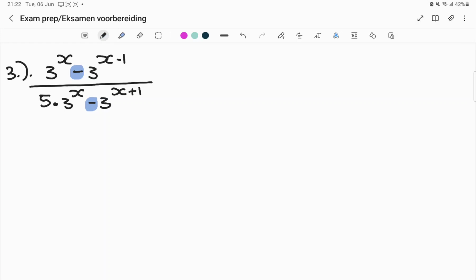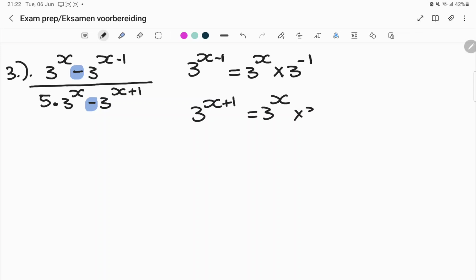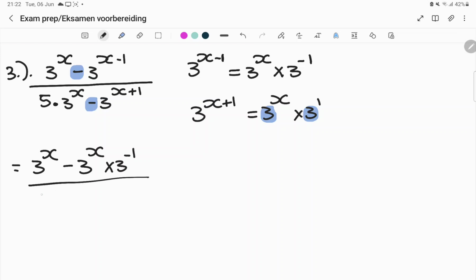So the first thing I want to do is break apart my exponents. So I'm going to change this into 3 to the power of x times 3 to the power of minus 1. And then 3 to the power of x plus 1, which I'm going to break up into 3 to the power of x times 3 to the power of 1. So all we are doing is giving both our letter as well as our number in the exponent its own base. So putting that in, I have 3 to the power of x minus 3 to the power of x times 3 to the power of negative 1 over 5.